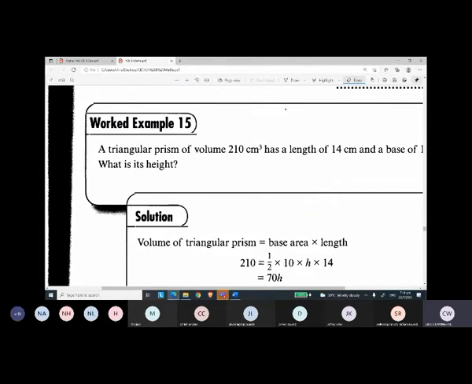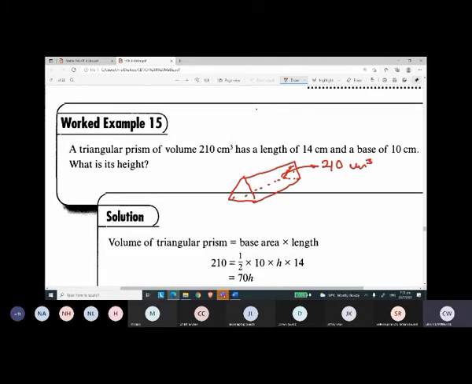Okay, let's draw the triangular prism. It's actually like that, and then this is a triangular prism. Do you agree? This is the back. Now the volume is 210, so the total volume inside is 210 cm³. It has a length of 14 cm and a base of 10 cm. What is the height? Now, the length 14, half base times height.